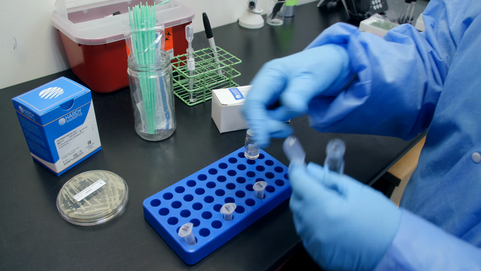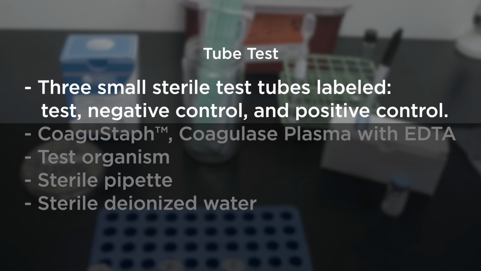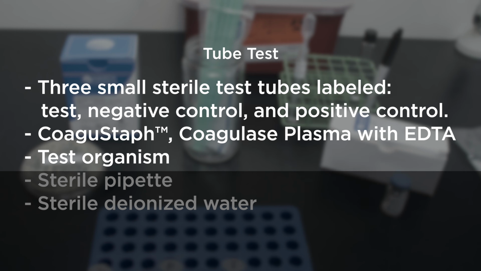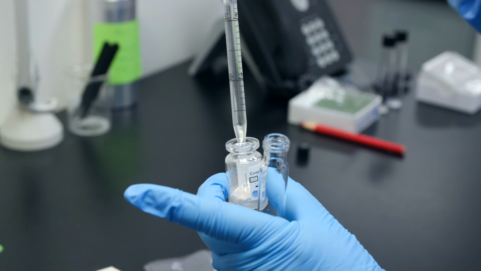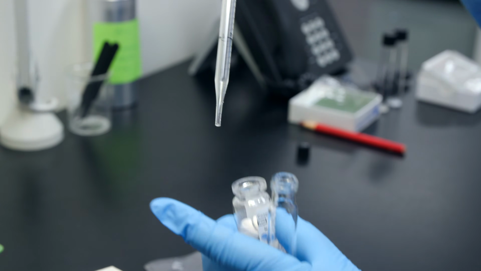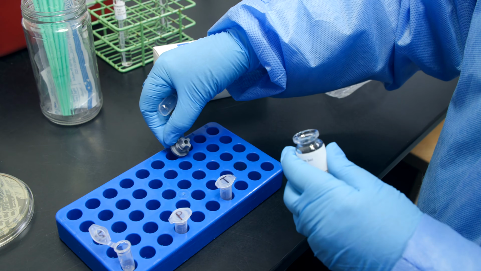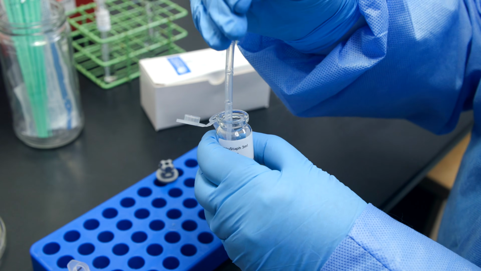Now we will demonstrate how to perform the tube coagulase test. You will need 3 small sterile test tubes labeled Test, Negative Control, and Positive Control, CoaguStaph Coagulase Plasma with EDTA, test organism, sterile pipette, and sterile deionized water. Reconstitute each vial of CoaguStaph using sterile deionized water. Aliquot 0.5 ml of reconstituted CoaguStaph into sterile test tubes using a sterile transfer pipette.